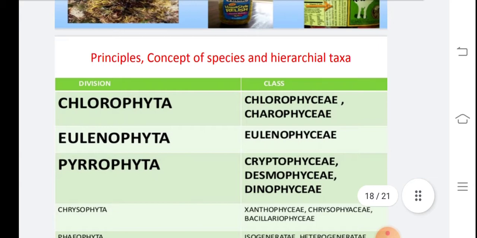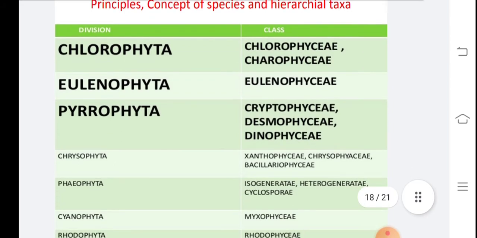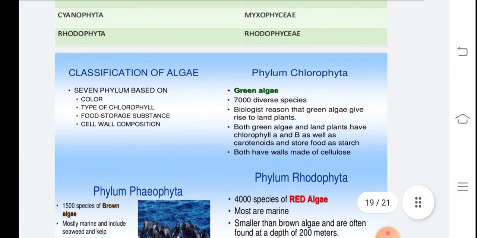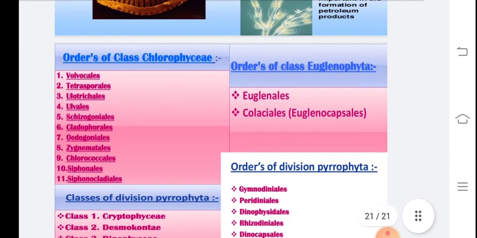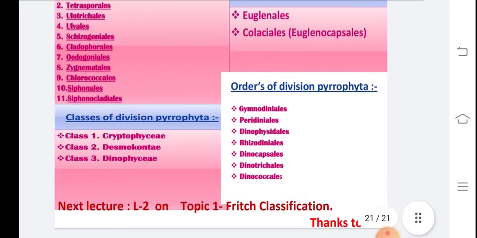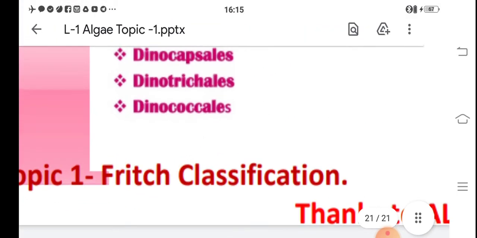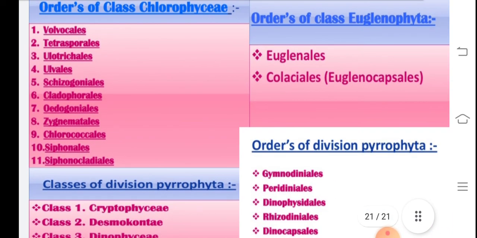Then the principal concept of the species and the hierarchy. Hierarchy means the classification system. So Chlorophyta is divided into classes Chlorophyceae, Euglenophyceae, Pyrrophyta, Cryptophyceae, Desmophyceae, Dinophyceae, like this. And in classification we have to see all these characters. So we will see the characters. So Euglenophyceae, 10 classes are there, and different divisions are there, Pyrrophyta on the right side.